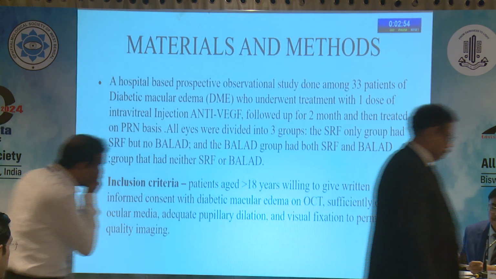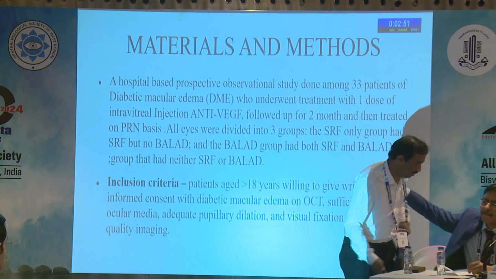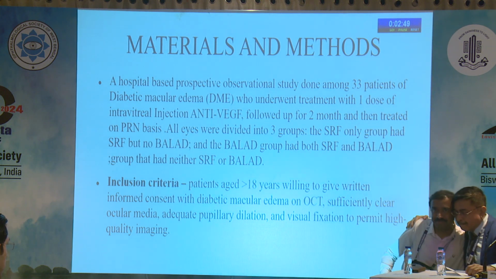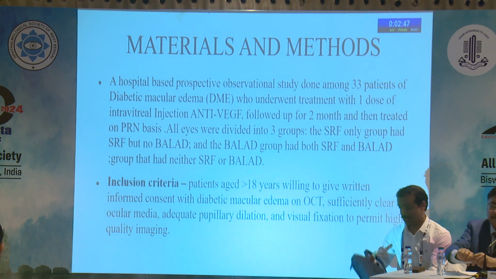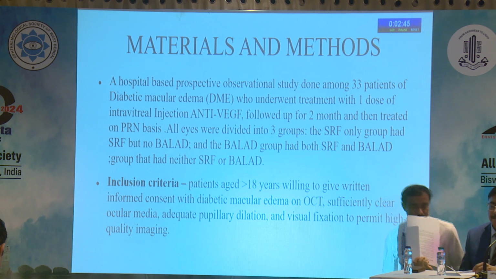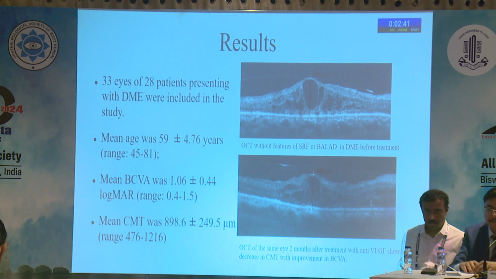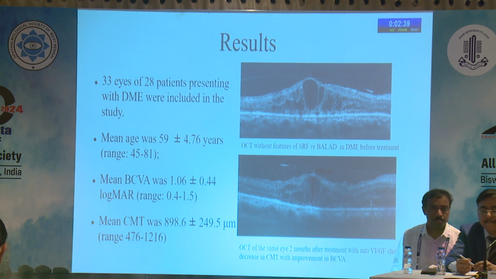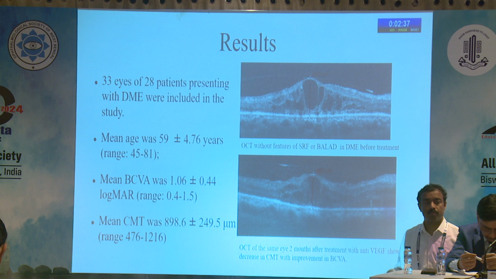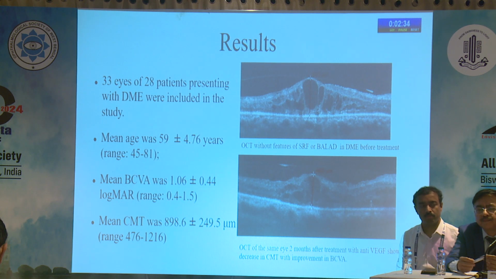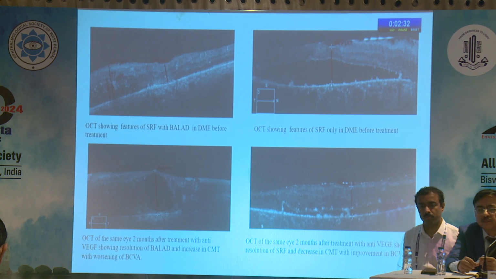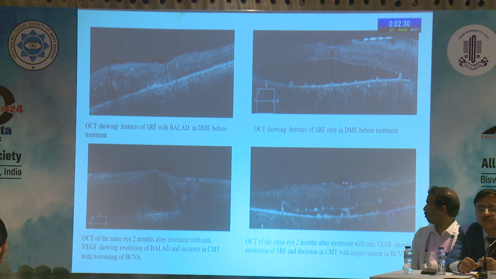All eyes were divided into 3 groups. The SRF only group had SRF but no BLD, the BLD group had both SRF and BLD, and the third group had neither SRF nor BLD. The results: 33 eyes of 28 patients presenting with DME were included. Mean age was 59 years. Mean BCVA was 1.06 logMAR. Mean CMT was 898.